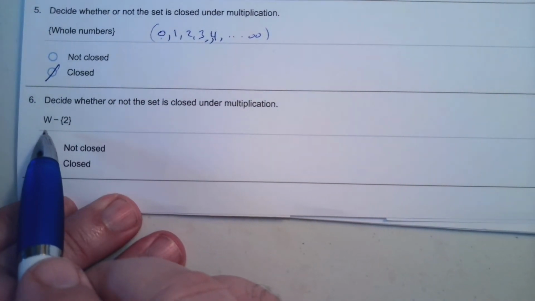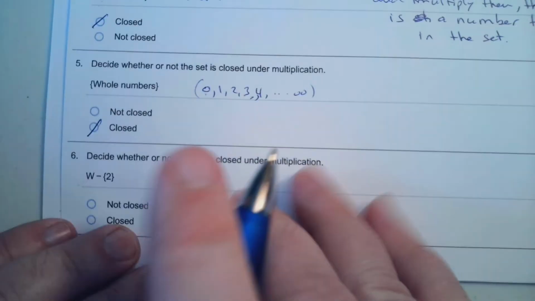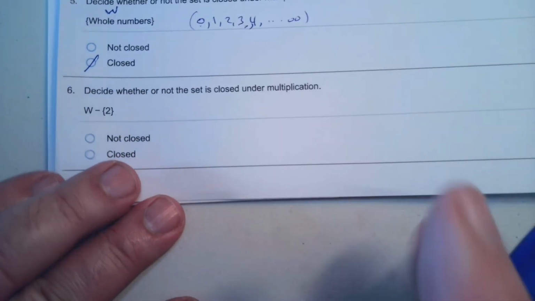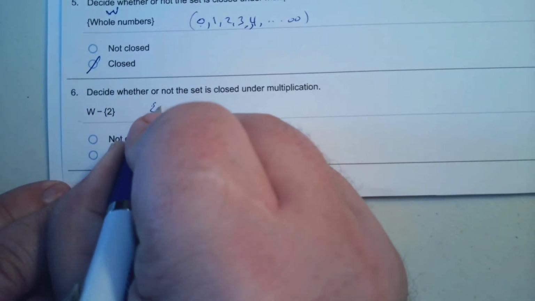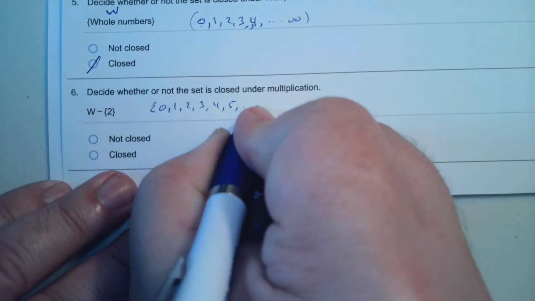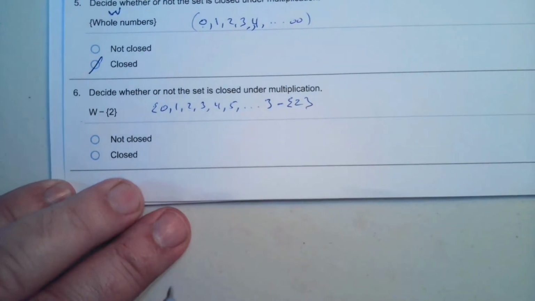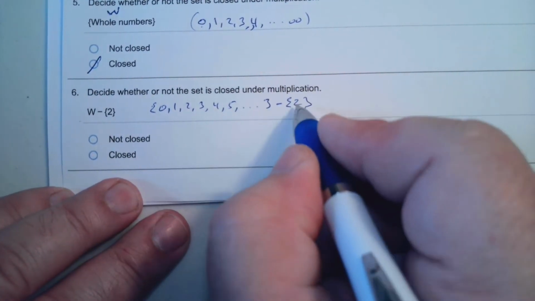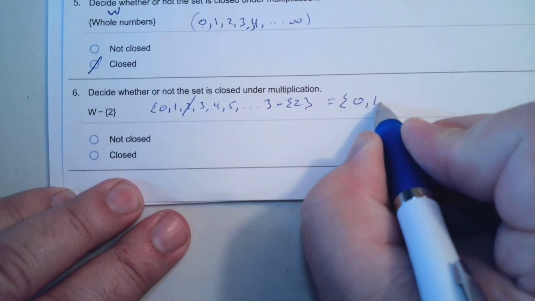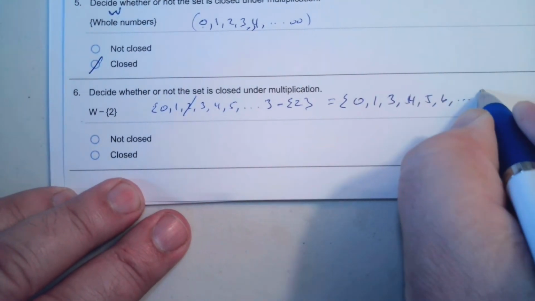Now we have this one. Again, W is whole numbers. So it says all the whole numbers. That's a set from 0, 1, 2, 3, 4, 5, and so on and so forth, minus the number 2. In other words, this one says get rid of that number. So our set is 0, 1, 3, 4, 5, 6, and so on and so forth.